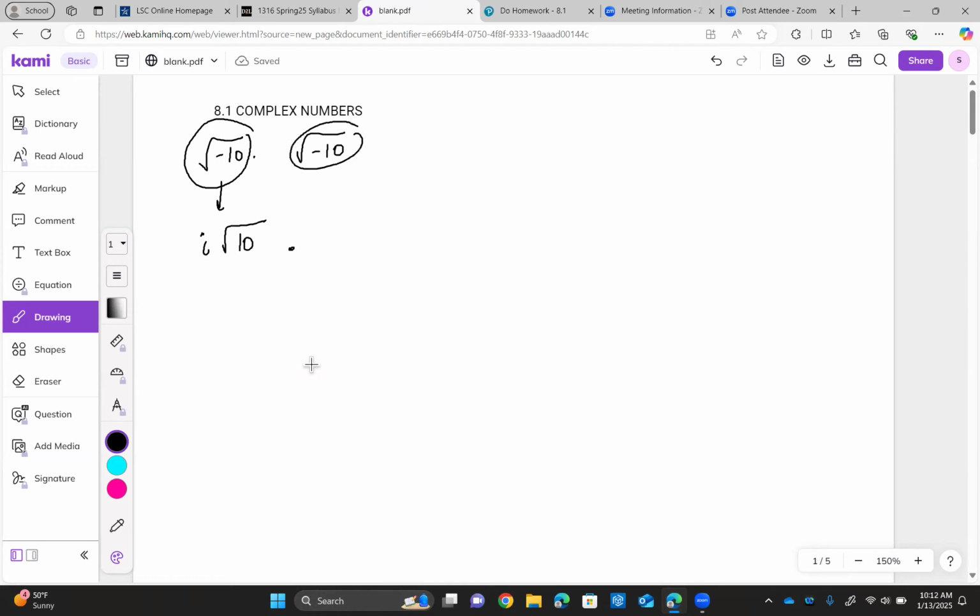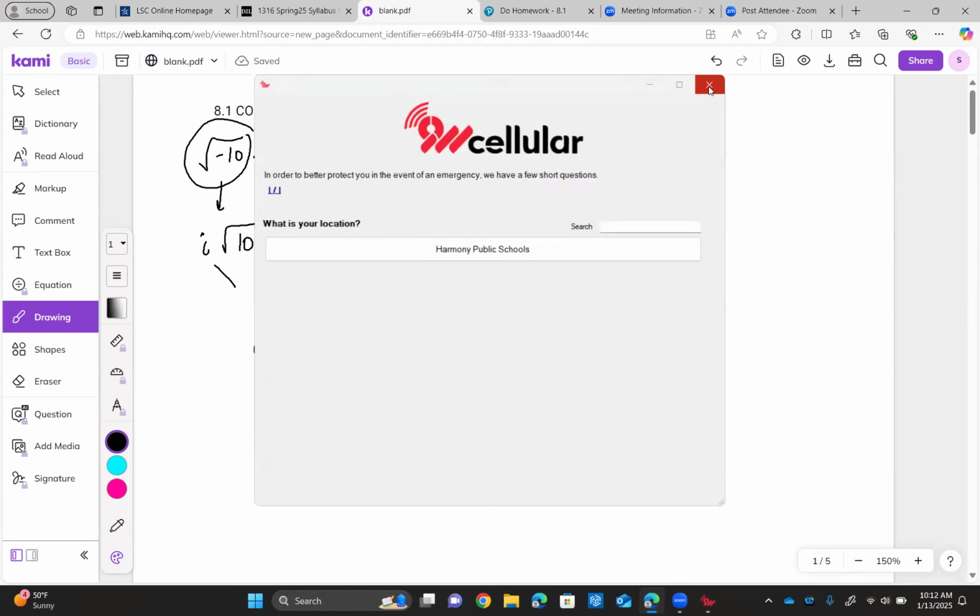Similarly here, because it's the exact same number, I don't have to think much. It will return the same result, i radical 10. Now, i times i, when we multiply the i and i, we will get i squared. And square root of 10 times square root of 10 is just 10.